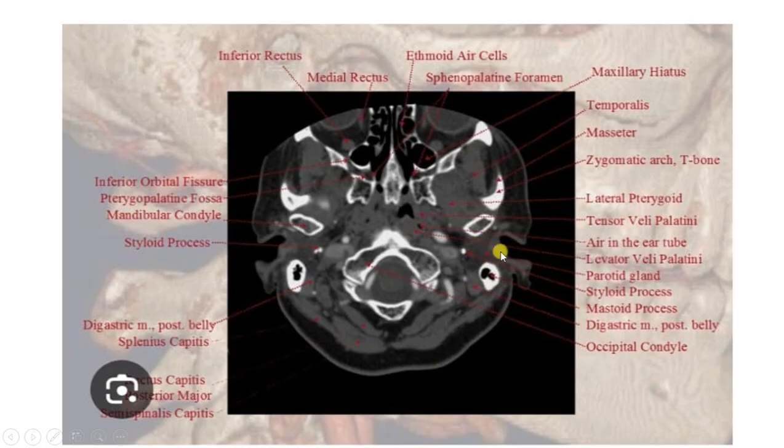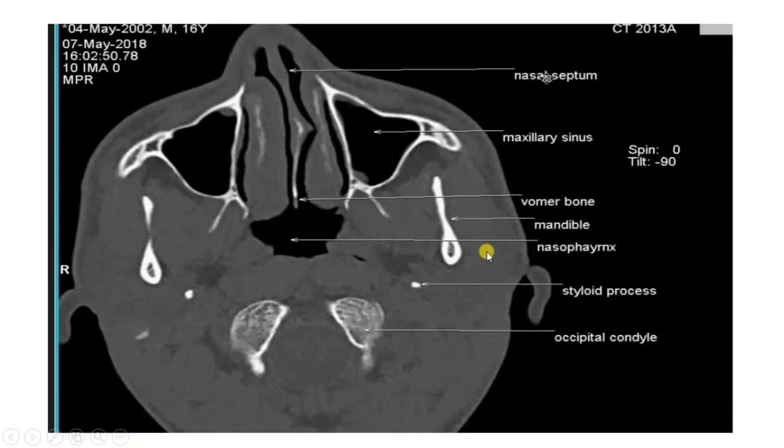And this is the region where the parotid gland can be demonstrated. This is the nasal septum, this is vomer bone, maxillary sinus, and this is nasopharynx, mandible, right and left mandible, right and left occipital condyles. This is styloid process.